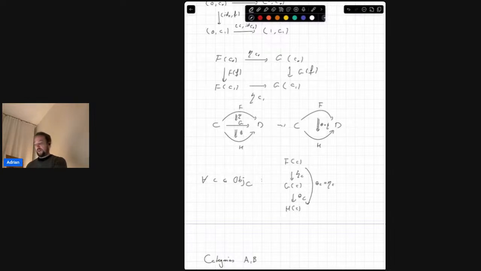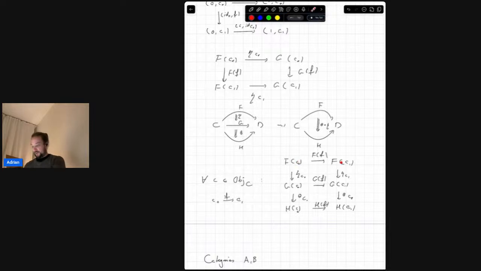So this gives you the components of the natural transformation, and then you can just check that everything commutes. And this just follows from the following, right? So if I then have a morphism f from C0 to C1, then I get F applied to f, F of C1, and then here I get G applied to f, G of C1, and here eta C1, and here theta C1, H of C1, and here H of f, and then you can just verify that all of this commutes, right?